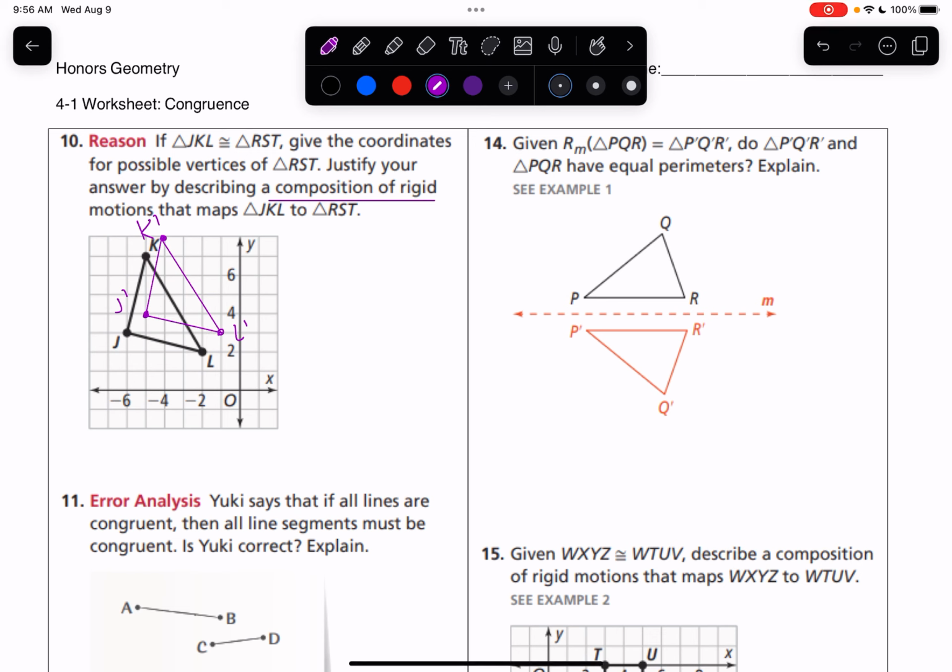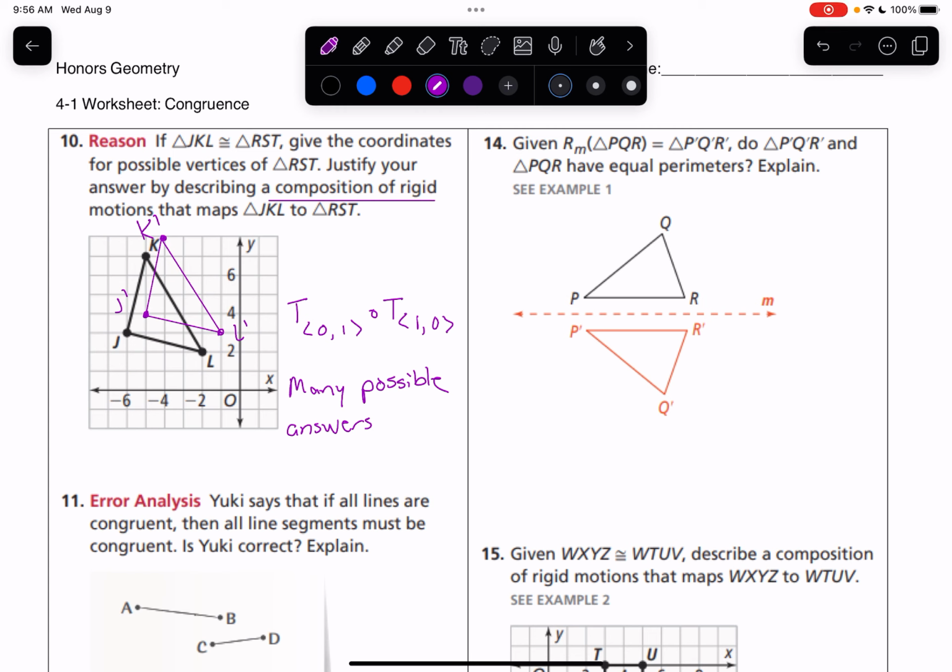Right, so we can say the two translations that we would need would be a translation over 1, so that would be like a 1, 0 translation, combined with a translation up 1, which would be like a 0, 1 translation. And of course, you can do anything here. There are many possible answers, so you definitely don't need the same one as mine.